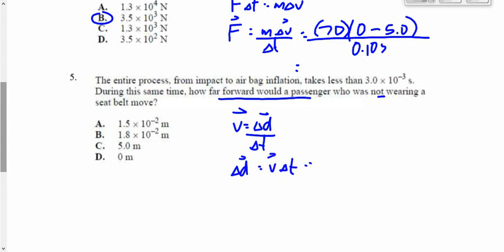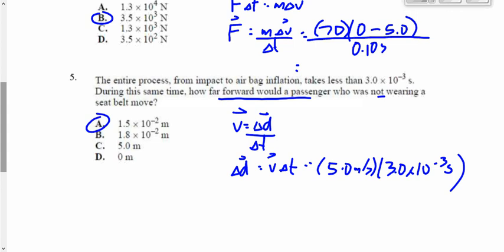We're doing this stuff in Physics 20 right now. V is equal to delta D over delta T. This is a Physics 20 question. What's the speed of the person? 5.0 meters per second. What's the time? 3.0 times 10 to the negative 3 seconds. We multiply those together, we get 1.5 times 10 to the negative 2 meters. That's it. Now, with a seatbelt, it locks in place, and you don't end up going that far.